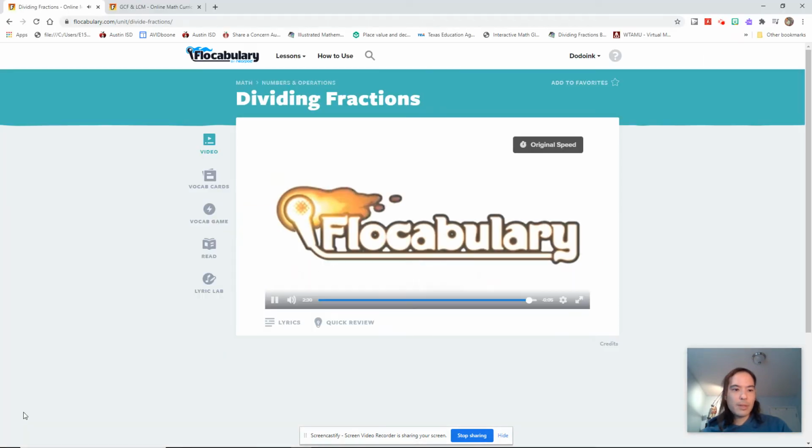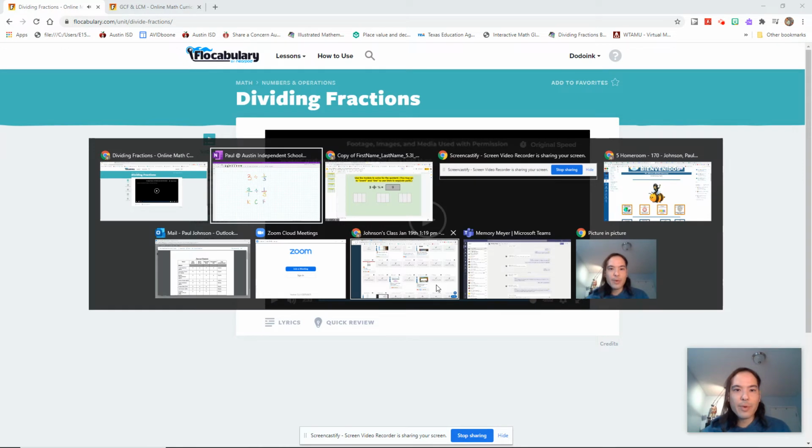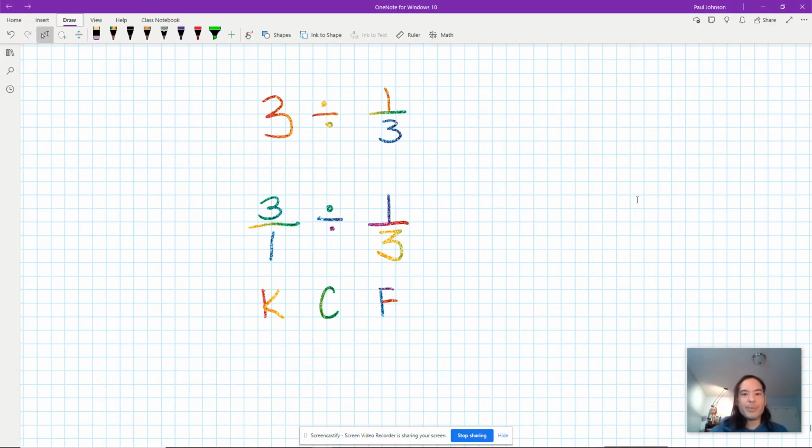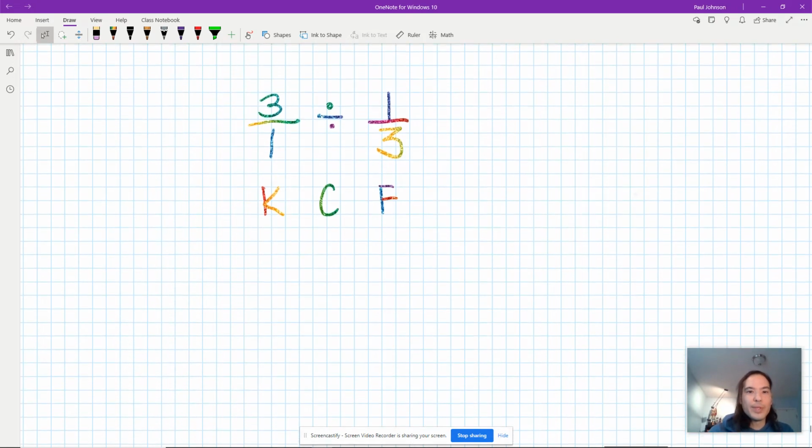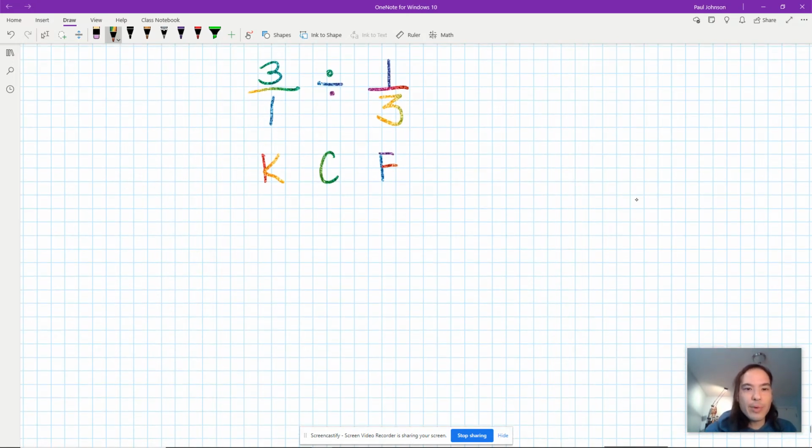All right, so that's keep, change, flip. Now we're going to use keep, change, flip to help us out here. So we started off with 3 divided by 1/3. We changed that into 3/1 divided by 1/3. So we're going to keep the first fraction the same, change the division sign to a multiplication sign, and then flip our second fraction. So basically all we do is put the numerator on the bottom and the denominator on top.